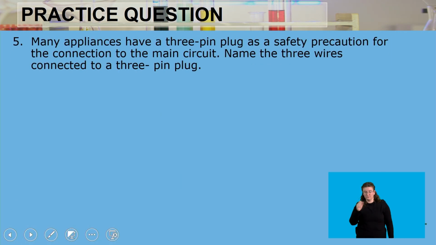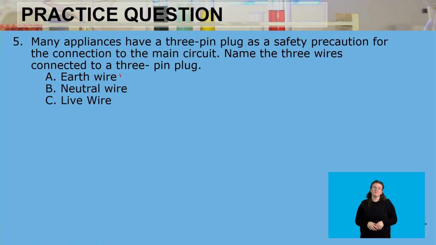Next question. Many appliances have a 3-pin plug as a safety precaution for the connection to the main circuit. We now need to name the 3 wires connected to a 3-pin plug. So remember, each 3-pin plug has 3 wires that are connected to them. So what are those wires? We have an earth wire, we also have a neutral wire, and we also have a live wire.